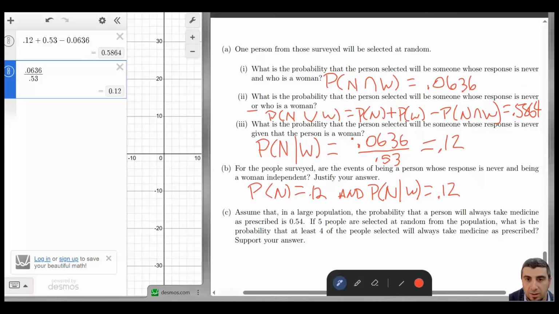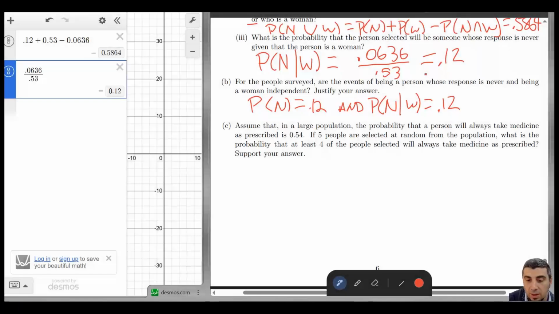are the same, this implies that knowing the gender does not provide any additional information about the medical habits, and therefore they are independent. Part C, assume that in a large population, the probability that a person will always take medicine as prescribed is 0.54. If 5 people are selected at random from the population, what is the probability that at least 4 of the people selected will always take medicine as prescribed?